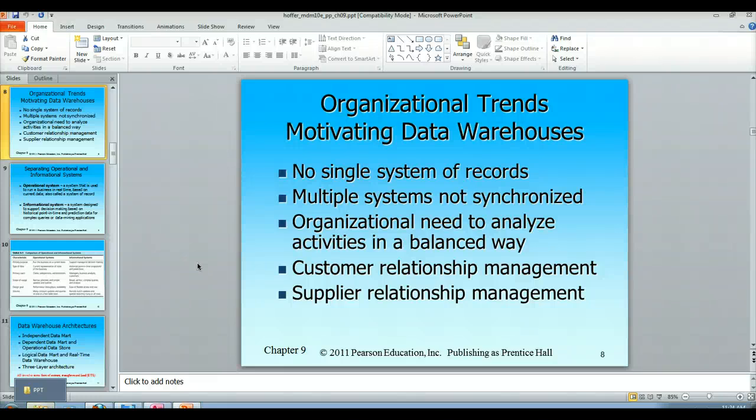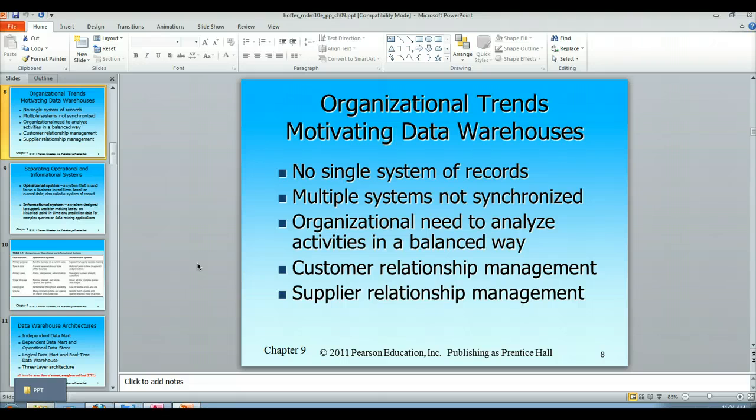Hello and welcome to my video lecture on organizational trends, which are motivating the whole need for data warehouses. In reality, most corporations at this point have already begun a data warehousing project, but realize that many of them are struggling with this. It's very difficult to change a data warehouse once you've put it in place.